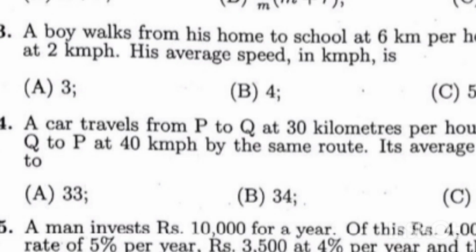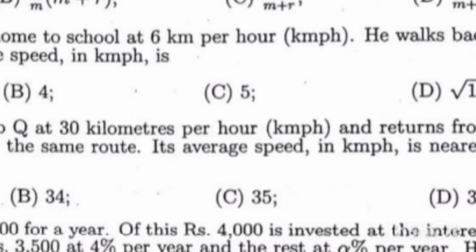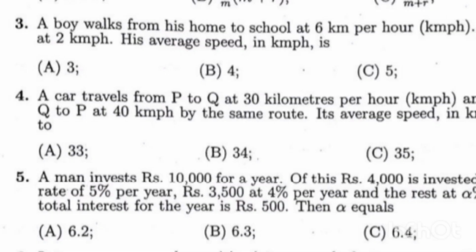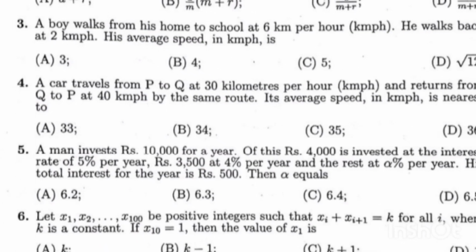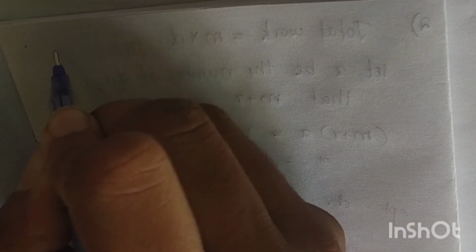A boy walks from his home to school at 6 km per hour. He walks back at 2 km per hour. His average speed in kilometers per hour is? We must find the average speed the boy walks. To find the average speed, we must not do the usual average method of adding 6 plus 2, but we must use the harmonic mean method. That is because the boy walks the same distance but takes more amount of time.